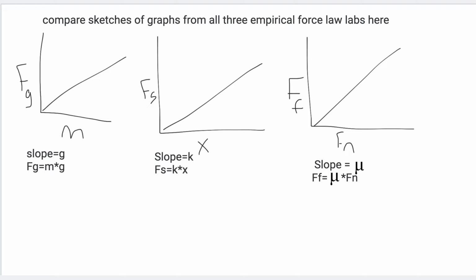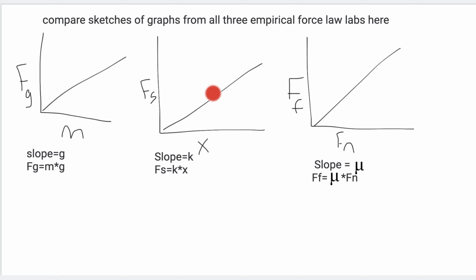Let's do a comparison now of these 3 labs we did. First, we measured force of gravity versus mass in the mass and force of gravity lab. And I said that the slope was g, the gravitational field. And that led to this equation we've been using a lot, Fg = m × g.